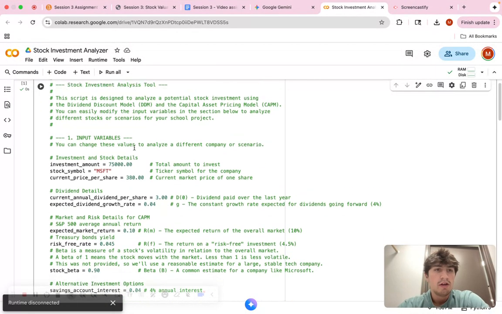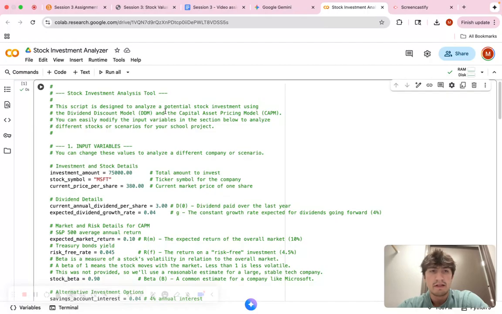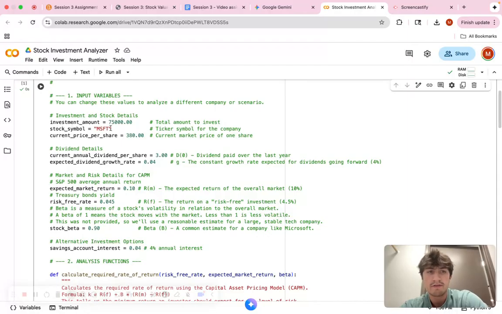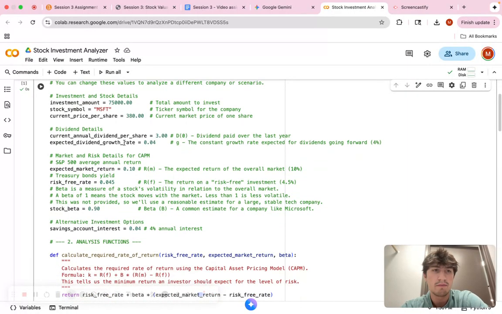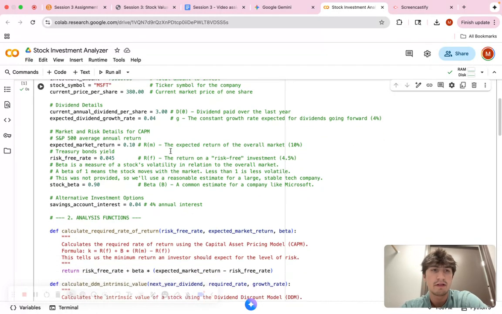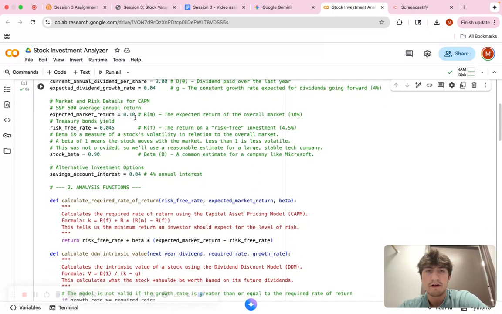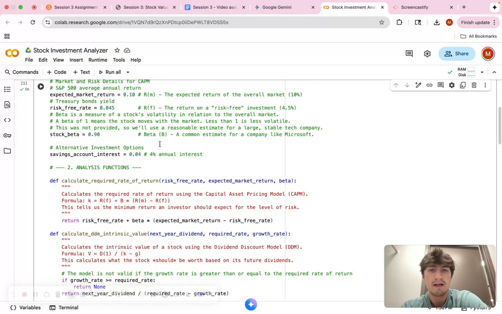So you go through, it's the DDM method, and then the input variables are 750K. Microsoft is the stock symbol. Current price, it shows the $380, and then the annual dividend, and then the expected growth rate, and then the S&P 500, which is the expected return to the overall market, and then the treasury bonds, which is the risk-free investment. It has that percentage right there. And then the beta is just an estimate for a company like Microsoft. And then the savings account alternative, by the way.